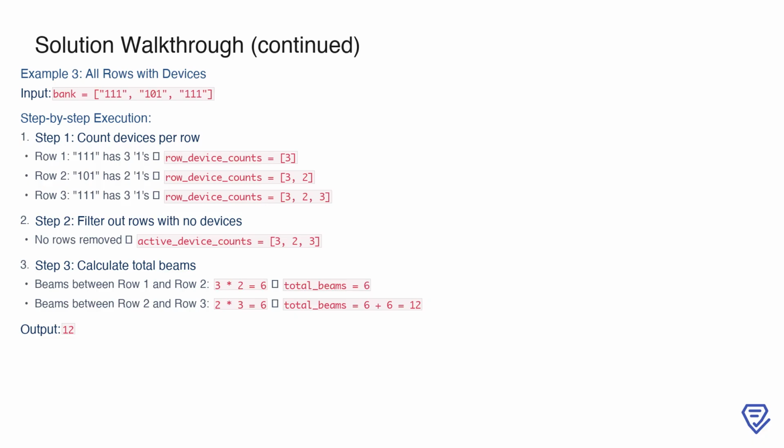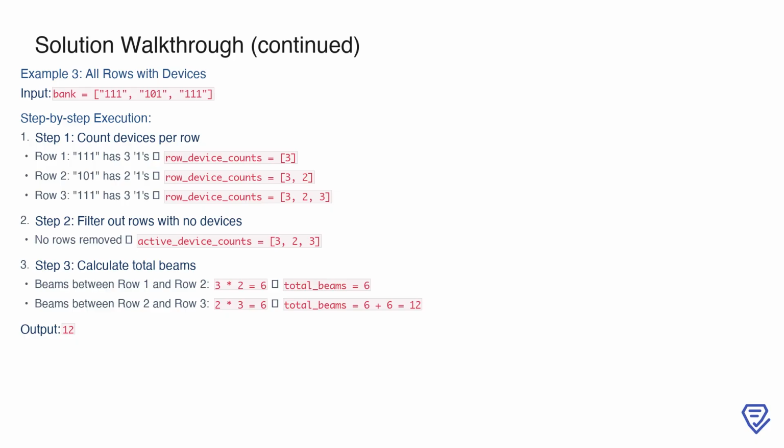In this case, the input bank contains rows 111, 101, and 111. First, we count the devices in each row. Row 1, 111, has 3 devices, so we begin with row_device_counts equals 3. Row 2, 101, contains 2 devices, updating the counts to row_device_counts equals 3, 2. Finally, row 3, 111, has 3 devices, resulting in row_device_counts equals 3, 2, 3.